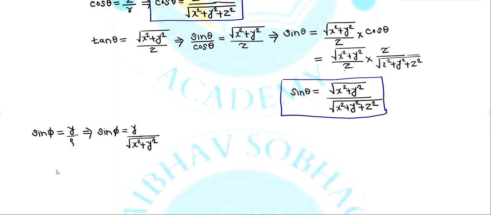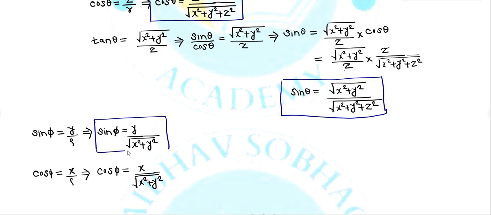And then next is what? We have the cos phi. So cos phi is again x upon rho. This is from your cylindrical coordinate system. So we have that cos phi as x upon square root of x square plus y square. Okay, so these are some expressions that we are going to make use while solving this numerical.